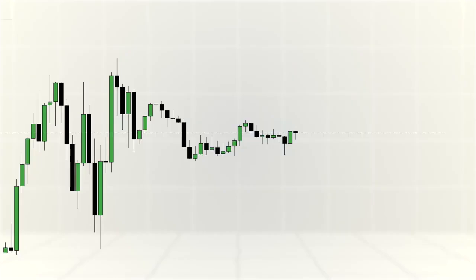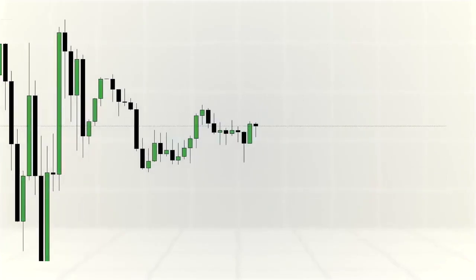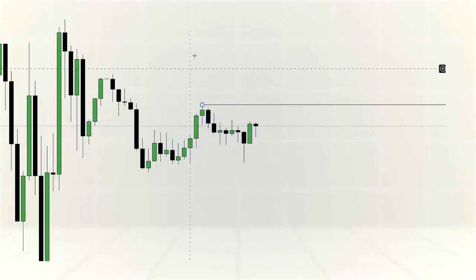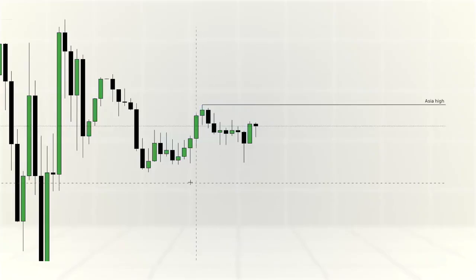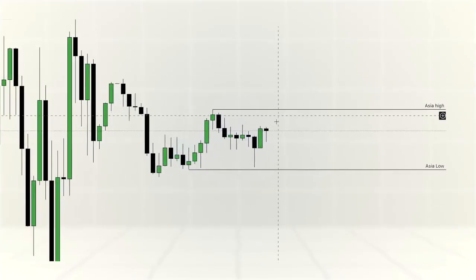Now let's move on to our second example. In this one, I'm going to show you where to place your stop loss when the swing high or swing low is too far away. In this example, what do we have? We have the Asian session clearly marked. Here is our Asian high, and over here is our Asian low.